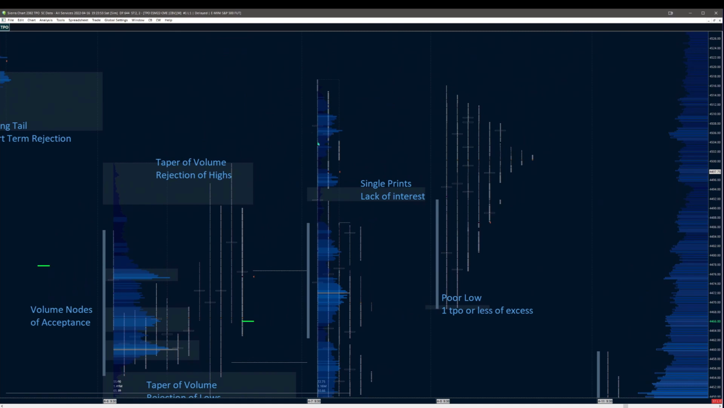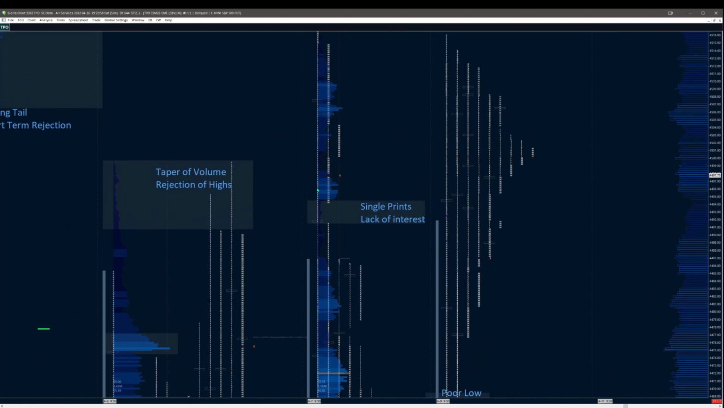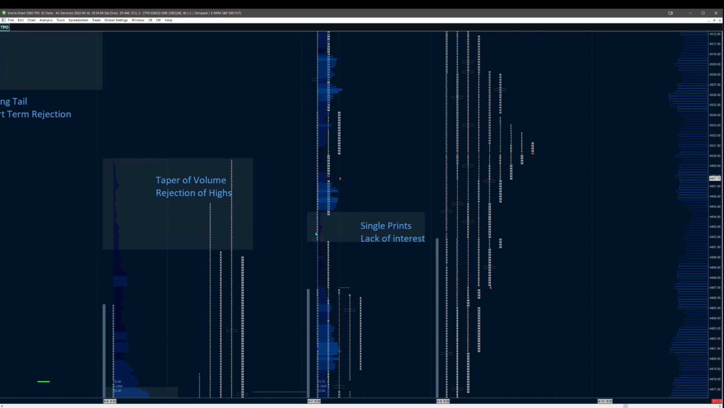And in this profile as well, we see another view of rejection or lack of interest in trading these prices on the TPOs. It's these single prints, and it's confirmed by our taper of dark volume.